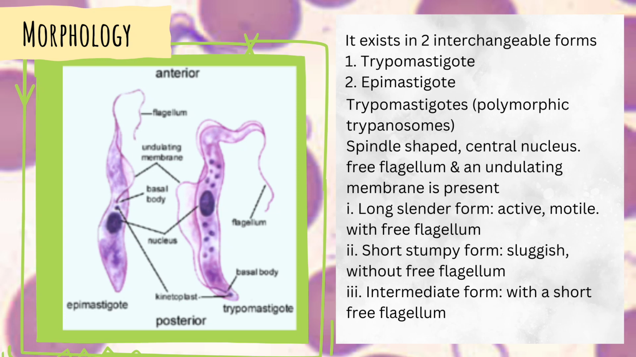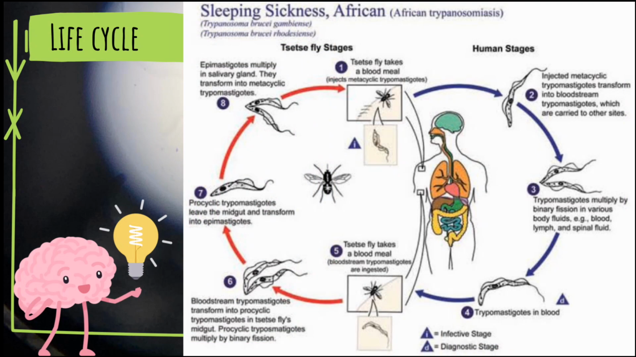And the trypomastigote has three forms. The long slender form, which is an active motile form with a free flagellum. The second one is the short stumpy form, which is sluggish and without a free flagellum. And the third one is the intermediate form, which has a short free flagellum. And now let's proceed to the life cycle of the parasite.